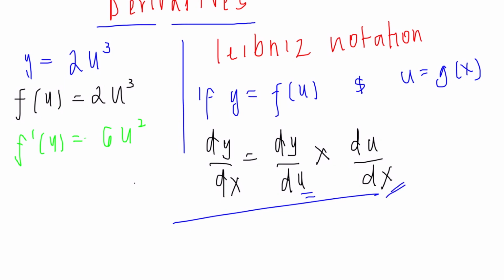Having said that, I hope you have understood how you can use the Leibniz notation to find derivatives of a composite function. We are still in the chain rule. In the next video, I'm going to share with you how you could use the outside-inside rule to find derivatives of a composite function again. See you in the next video.